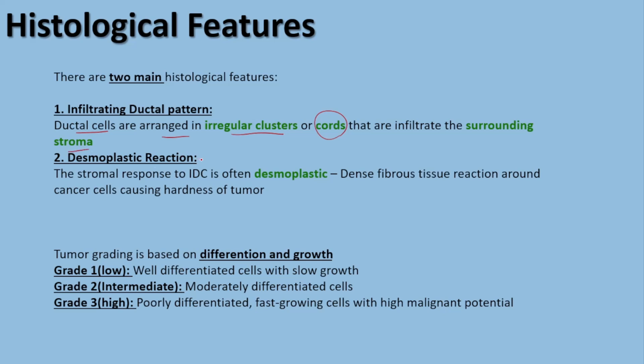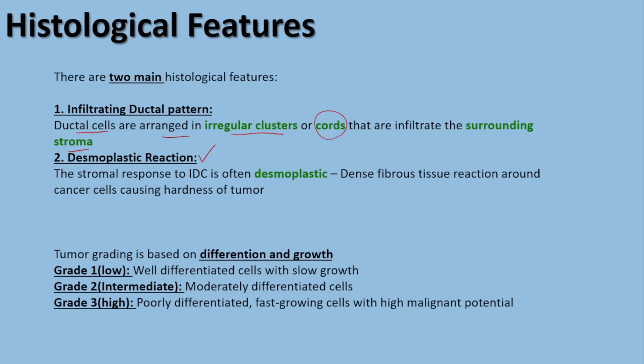Also, we can have desmoplastic reaction. Desmoplastic reaction is when we have a creation of fibrotic tissue in response to the metaplasia and dysplasia that happens in the tumor cells, and this causes hardening of the tumor cells.